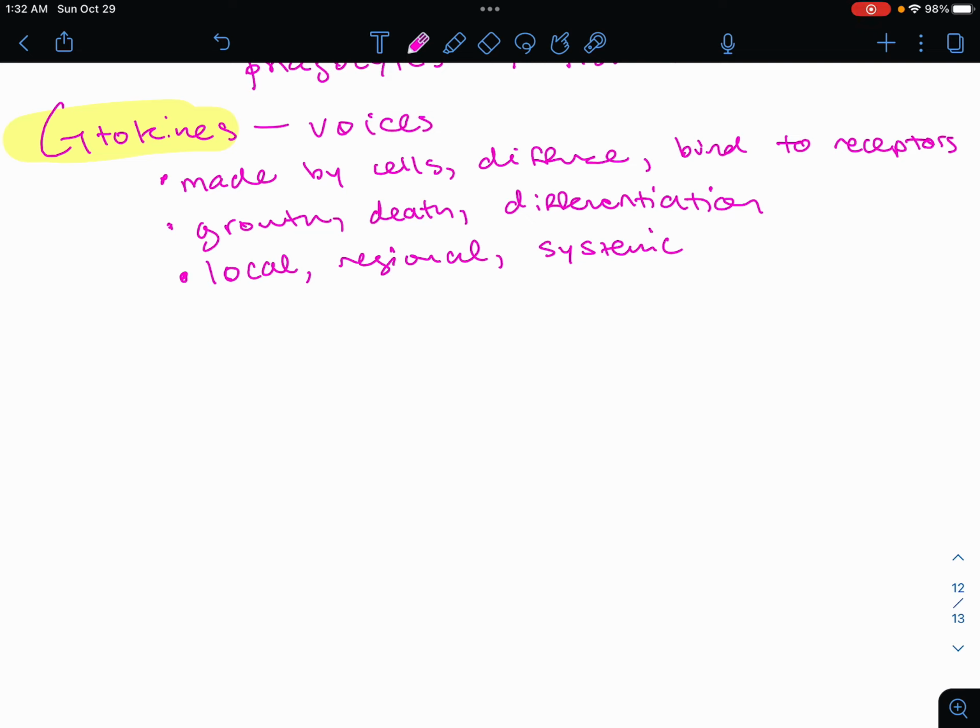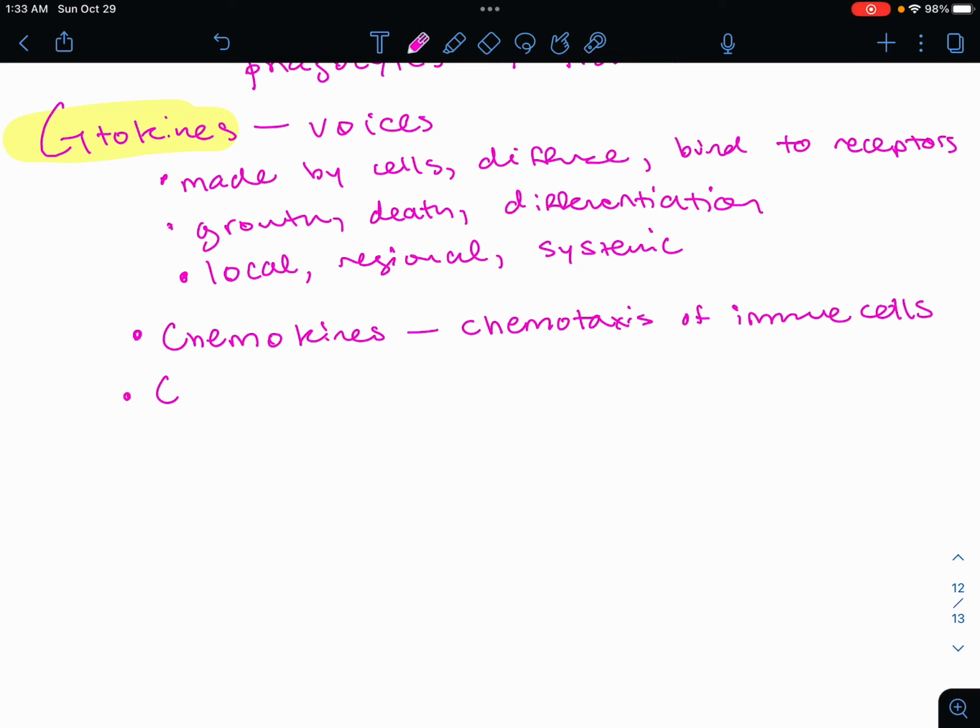Alright, a ton of types. Let's do it. We have chemokines. This is going to be the chemotaxis of immune cells. So again, we are talking about one of the effects being movement. Chemokines, it's going to be that chemotaxis of movement.